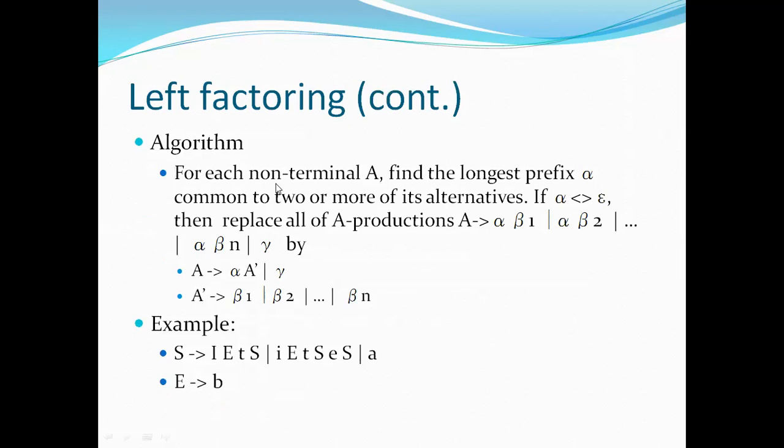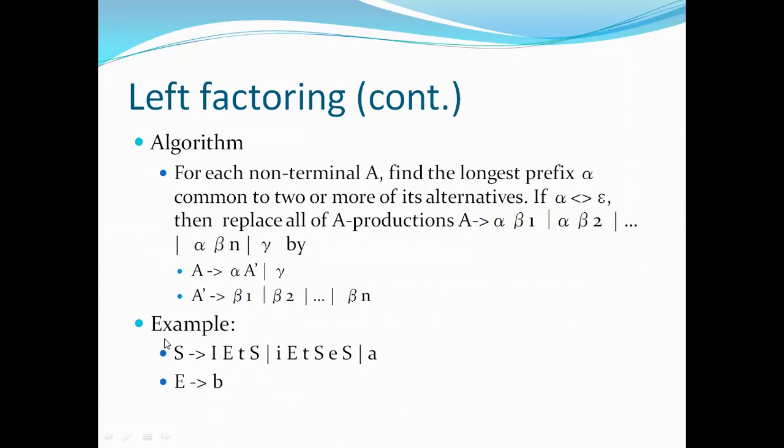For each non-terminal A, find the longest prefix alpha common to two or more of its alternatives. If alpha is not epsilon, then replace all A productions, A produces alpha beta 1, alpha beta 2, and so on up to alpha beta n, or gamma, by A produces alpha A dash. We are not performing any operations on gamma, so that is kept as gamma. A dash produces beta 1 or beta 2, and so on up to beta n.